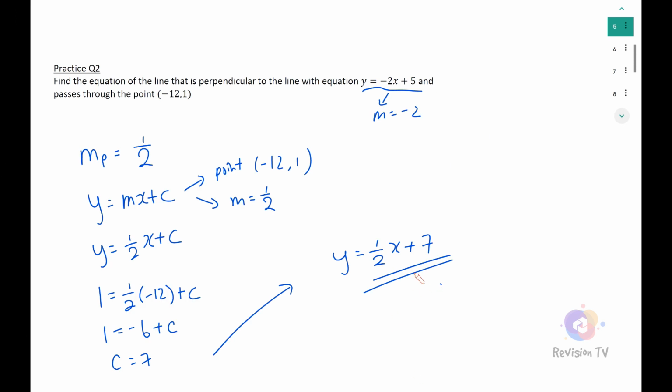Here is the final answer. y equals a half x plus 7. We know the gradient is minus 2, so the gradient that's perpendicular to it will be the negative reciprocal, a half. Hence the importance of practice question 1, because if you got this wrong, you get the rest of them wrong. We know the point is minus 12, 1. Sub in to work out c. c is 7, and you get y equals a half x plus 7.